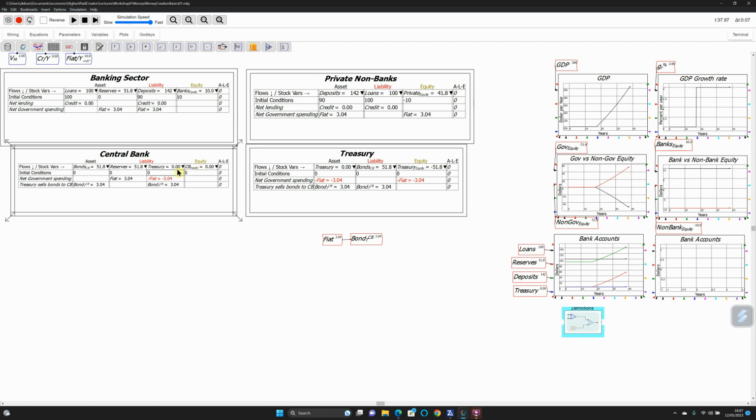The central bank is coming out with zero equity overall. It's got reserves of 51.8, which have been created by the Fed, and bonds of 51.8, which are created by the Treasury selling bonds to the central bank rather than to the banks. So what we have is a growth of reserves, a growth of bonds, the flow of money through the Treasury being able to remain, because as the bonds are sold, the fiat is created. It's done simultaneously. Of course, in the real world, there are time differences here.